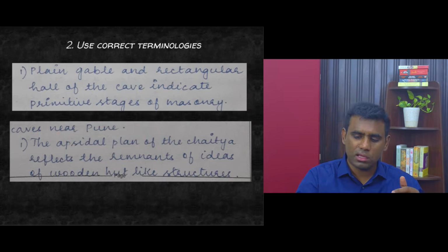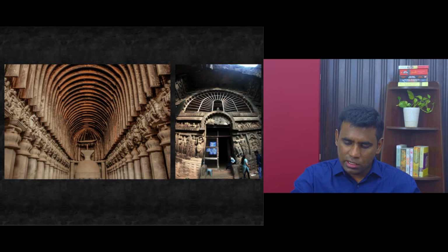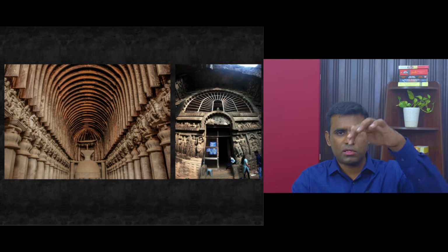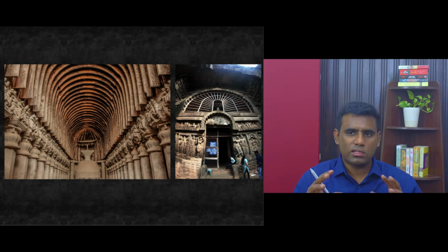That is what I meant by use the correct terminologies. Right? So similarly, this entrance structure is what is called a gable. The entrance of a cave is in the shape of a horseshoe gable. Okay, so gable is the entrance which allows light to enter. You can also write the entrance has a horseshoe shaped structure.